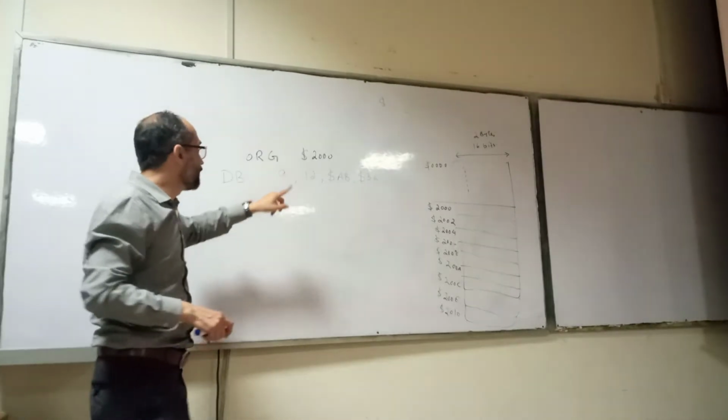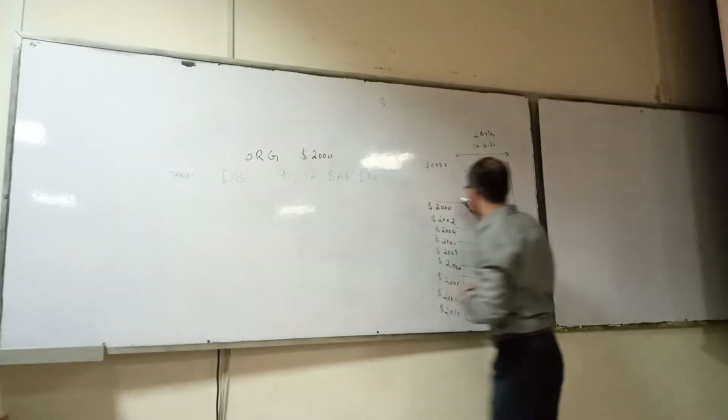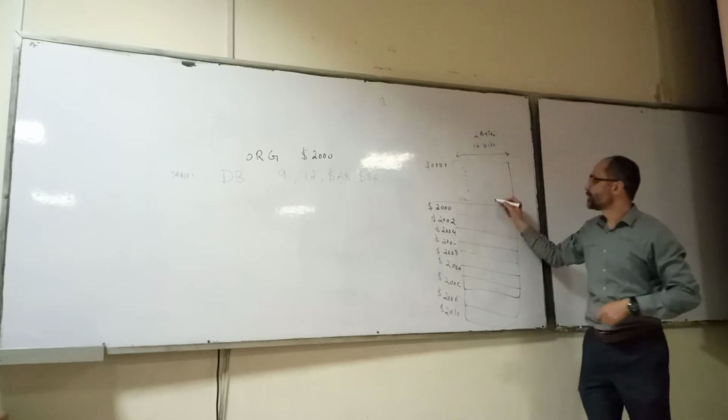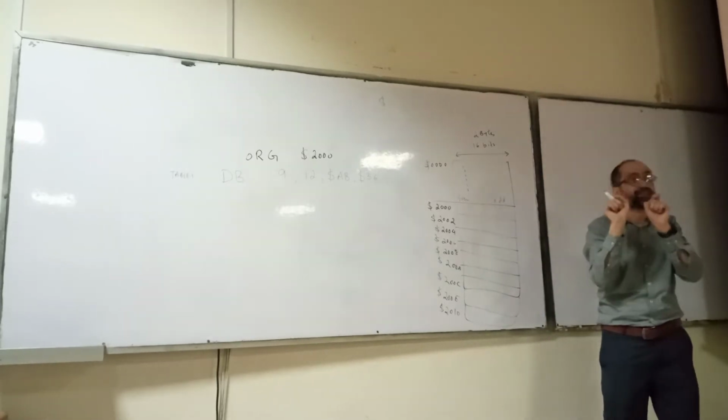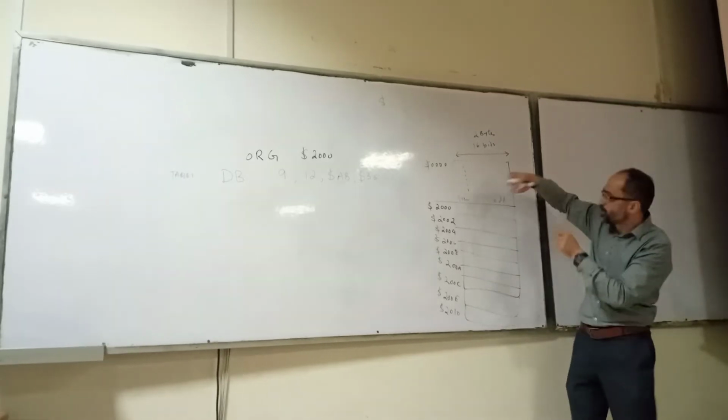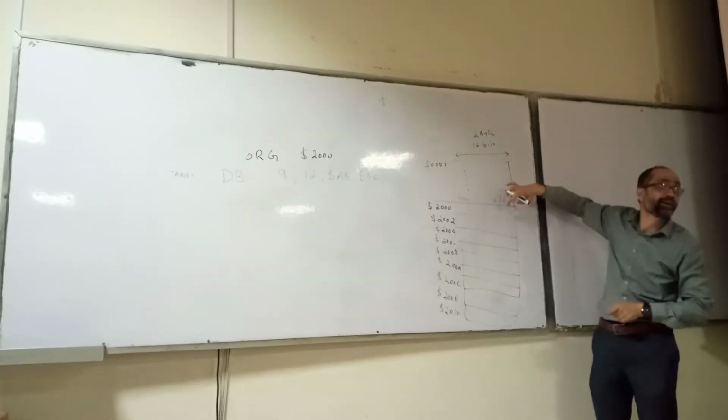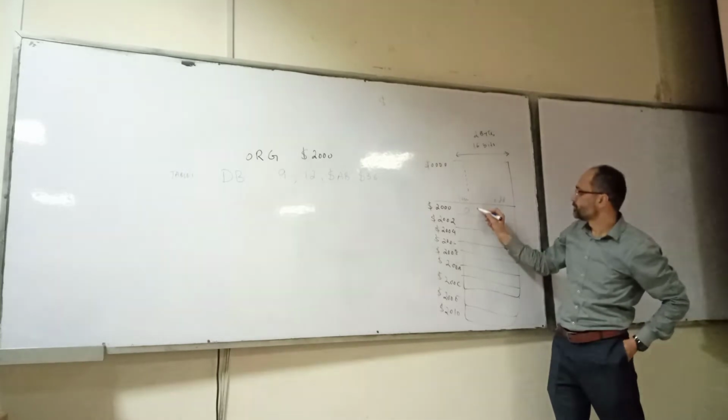Now we start with this. We have two kinds of addresses: one is an even address and one is an odd address. We are defining a byte, so we store the first byte here and the second byte here. How will it be stored? 0, 9.